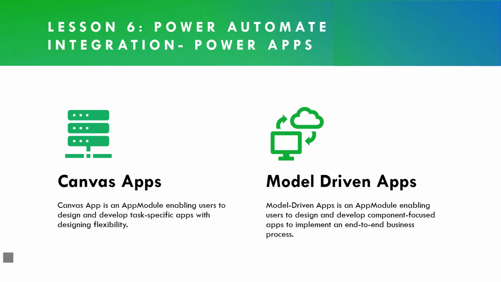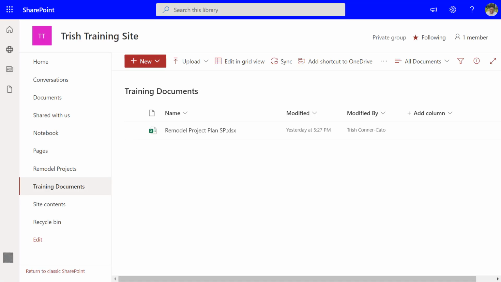But first, we need to go to our SharePoint site so that we can create two lists. Go ahead and navigate to SharePoint. So the end result of this exercise is we're going to be able to use the app that we create in Power Apps to populate some of the fields in one of these SharePoint lists. So we're going to start by creating two different lists in SharePoint.